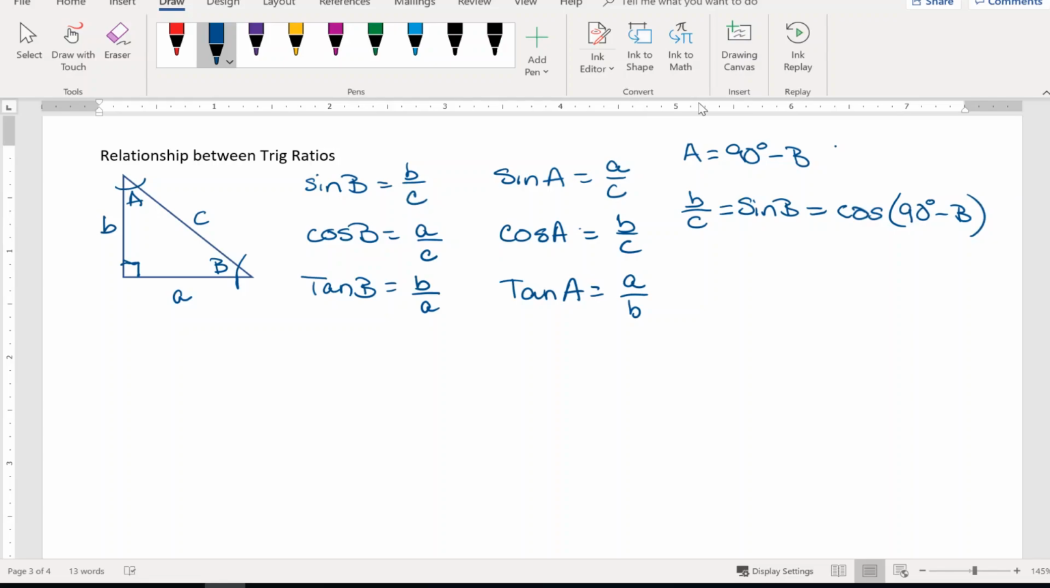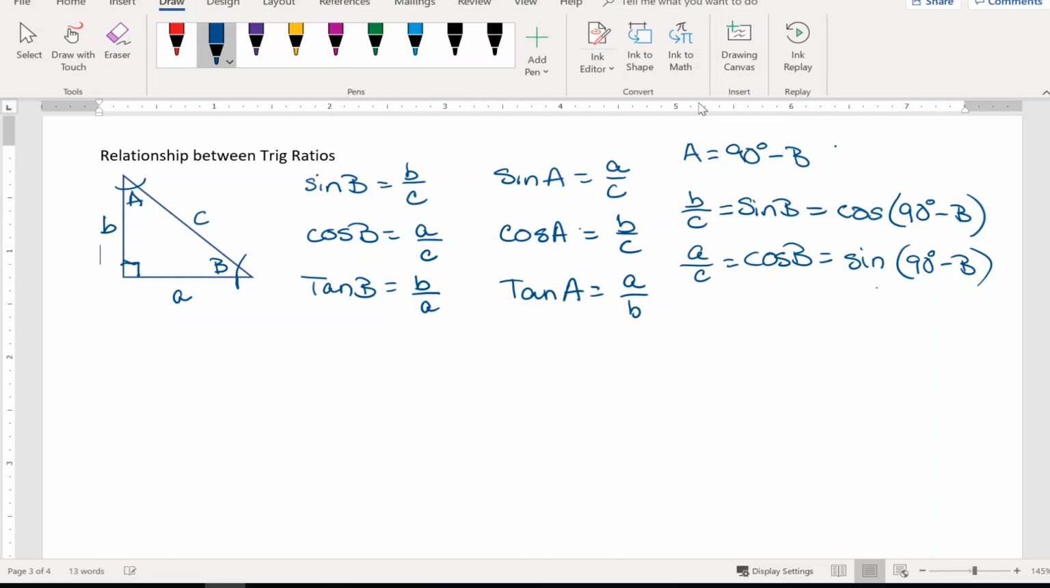Similarly, the cosine of B, we know that this is equal to A over C. This is equal to the cosine of B, which happens to also equal the sine of A. And again, we're going to write A as 90 degrees minus B. So here, cosine of B is equal to the sine of 90 minus B.